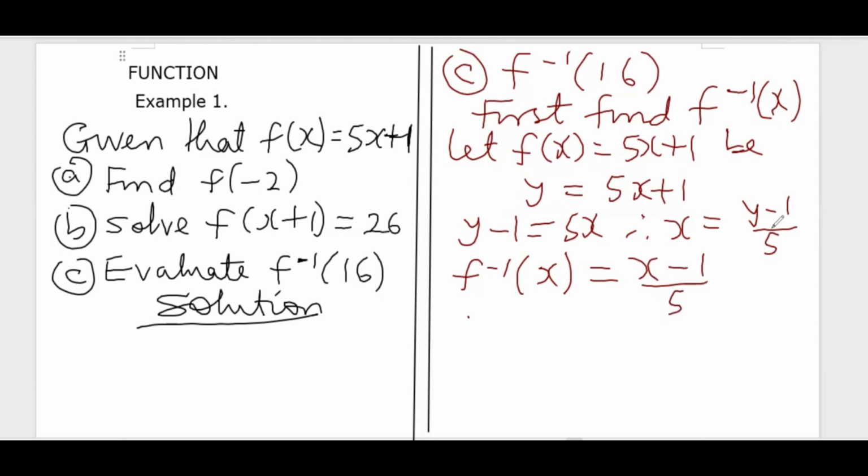And hence, since it is f inverse of 16 we have to find, that means 16 will replace x in this function now. So we have 16 minus 1 over 5, which is 15 over 5, and that will eventually give us 3.